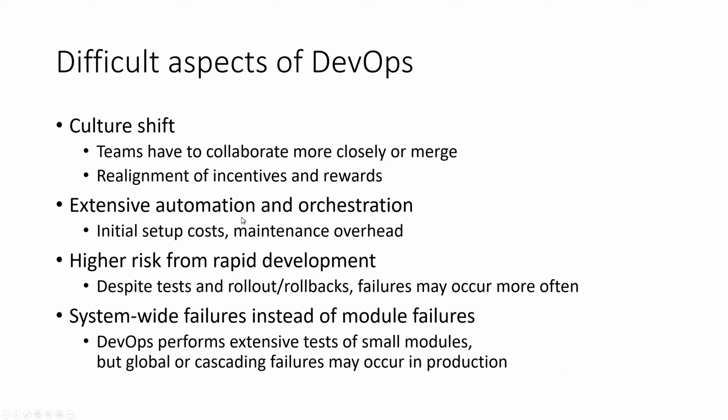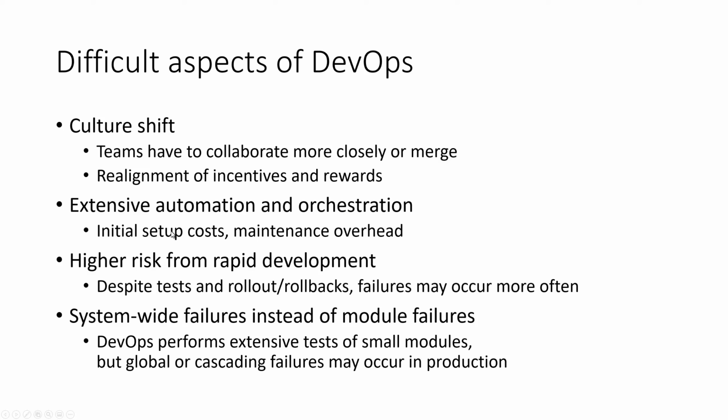Okay, so DevOps does have some difficult aspects to it. One is a culture shift. If we have very large enterprises with an established culture, then it might be difficult to change. We would need to change teams to collaborate more closely or even merge teams, and we would need to realign the incentives and the rewards. We also need extensive automation and orchestration, which has initial setup costs.